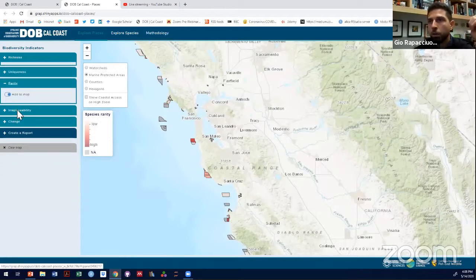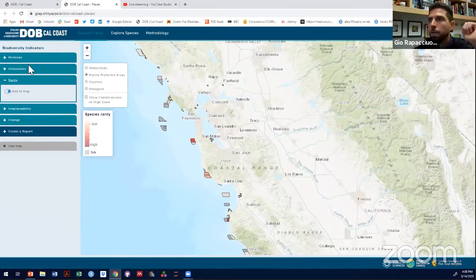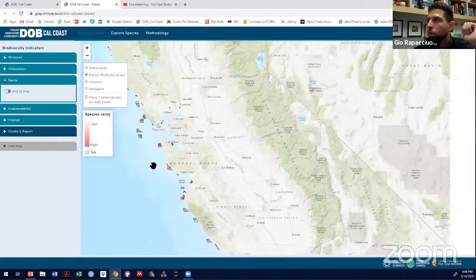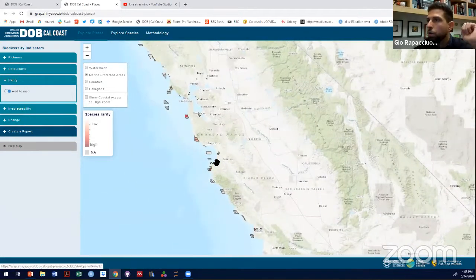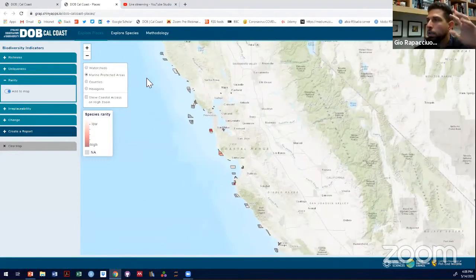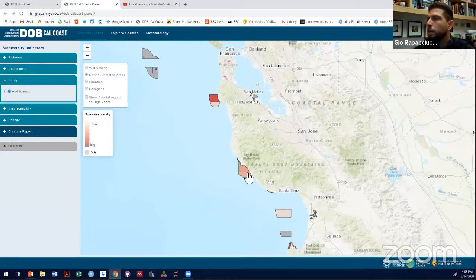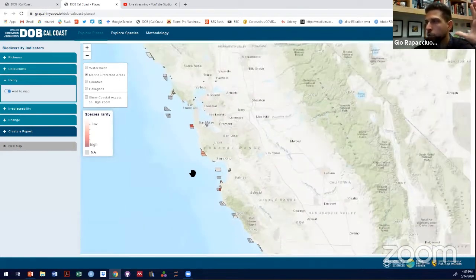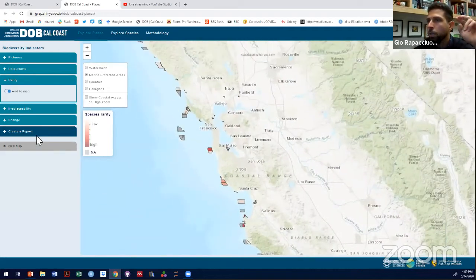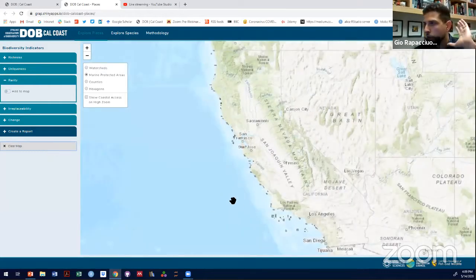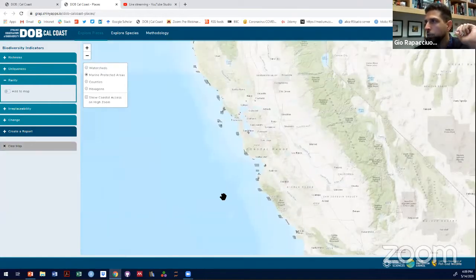Not all of them allow you to break it down by taxa. So we can have a look at the network as a whole, if you're interested in comparing different places or looking at variation across the whole coast. This button right here, the clear map button, is useful. If you're stuck or something weird is happening, you can clear the map and it will reset everything and send you to the beginning.